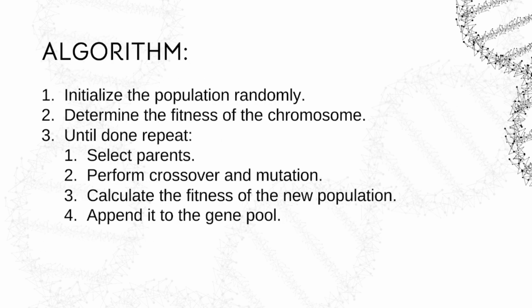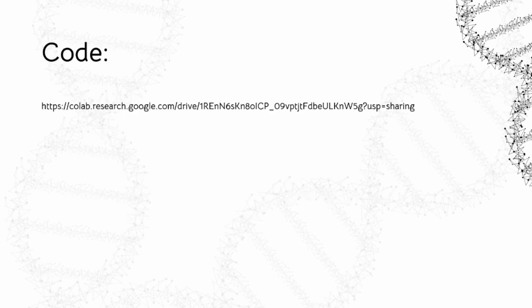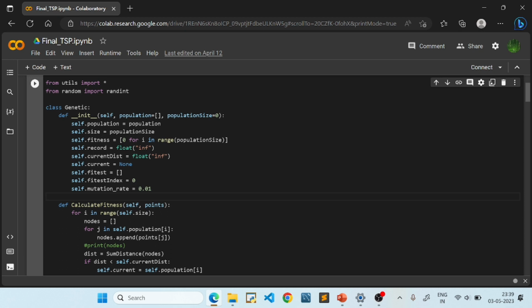This is the algorithm of the code which I have followed, which is clearly explained in the flowchart part 2. Now let's check the code. I have created a class named genetic to define all the methods of the genetic algorithm. Initially, the init method is the constructor method of the genetic class. It initializes the population list, population size, fitness list, and other important variables like current distance, current fitness, first index, and mutation.